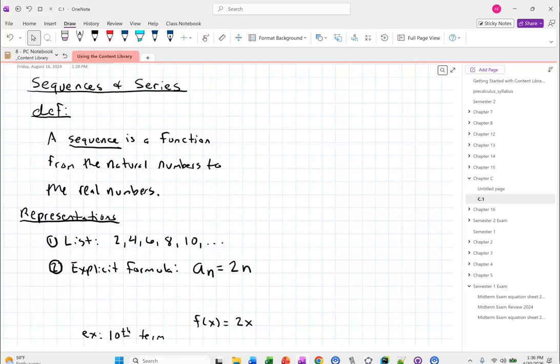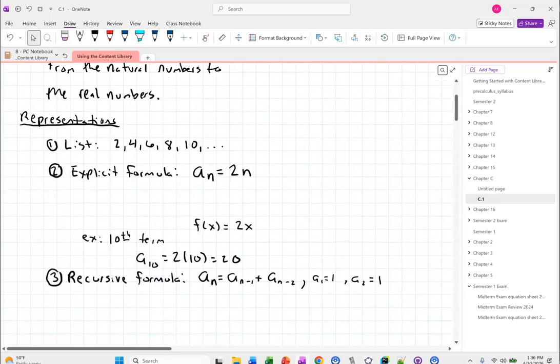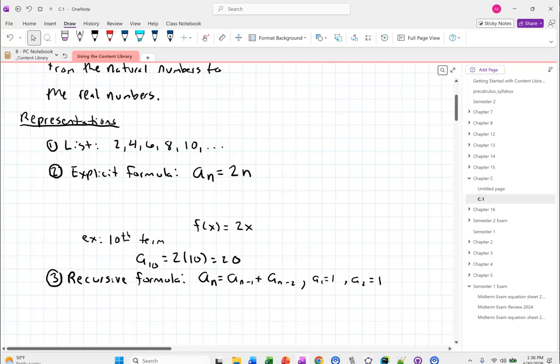So the way we might represent a sequence, we can represent it as a list of terms. For example, the sequence 2, 4, 6, 8, 10, etc. is a sequence.